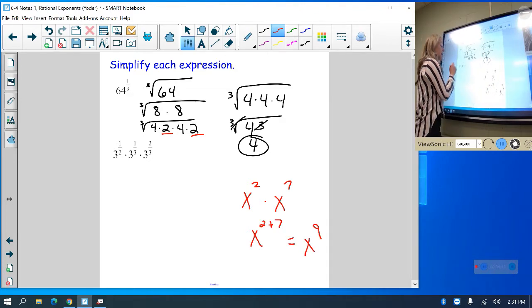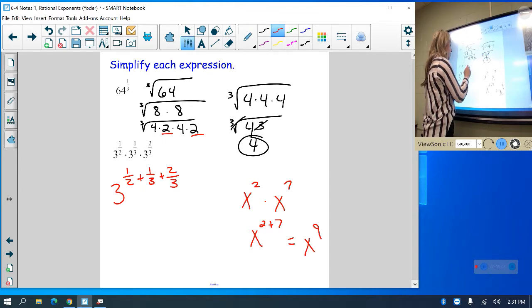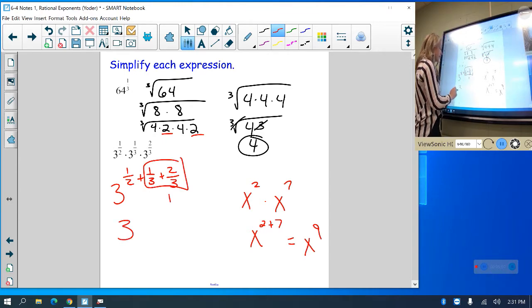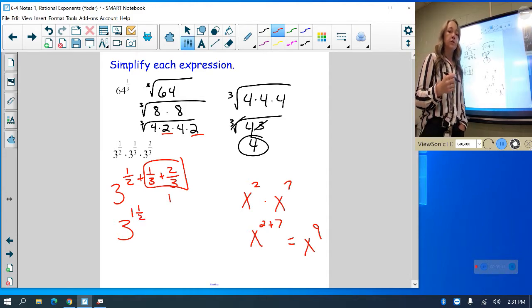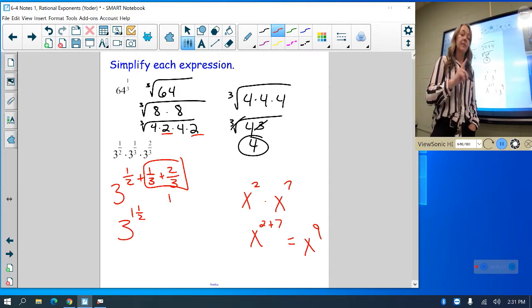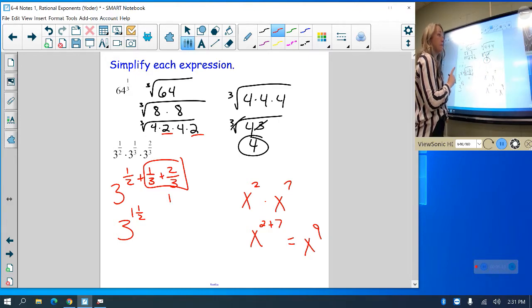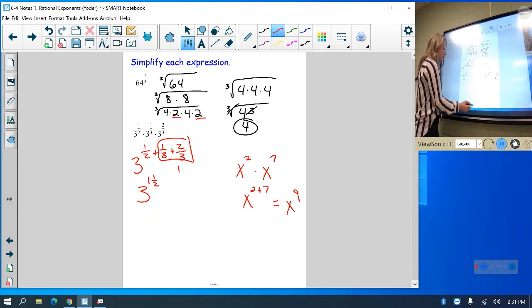Well, you can do the same thing here as long as your bases are the same, which my bases here are the same. They're all 3. So I can take 3 to the 1/2 plus 1/3 plus 2/3. 1/3 plus 2/3 is just 1. So I have 3 to the 1 plus a half, which is 1 1/2. Now I can't write this as a root or a radical expression or simplify yet until I change my 1 1/2 to an improper fraction. So that's what I want to do. So this becomes 3 to the 3 over 2.